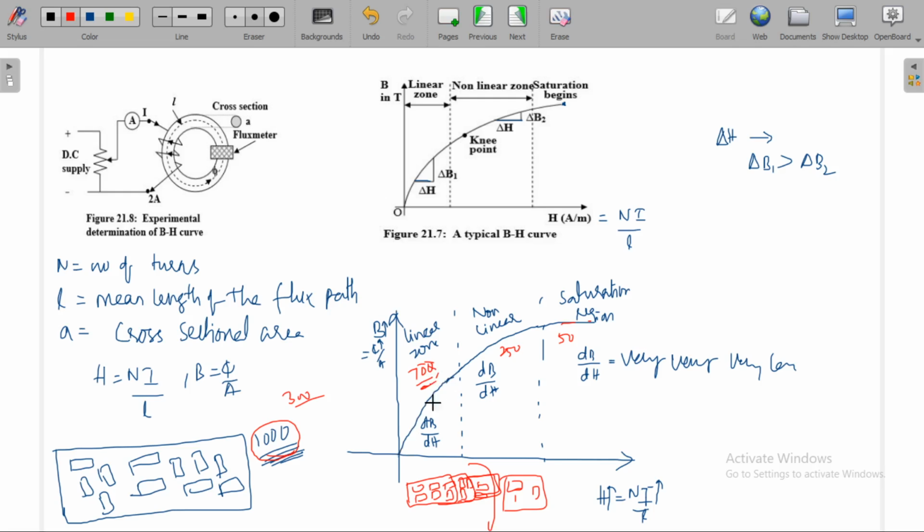Okay, that's why it is almost linear. Rate of alignment is more, which means more magnetic field will be produced.